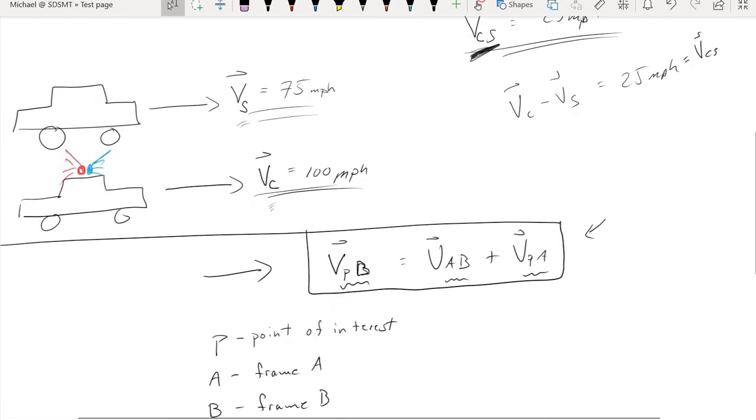So the question is, what are we looking at? What is holding our interest? And for this particular problem, it is the cop. So anywhere where I have the subscript of P, I am going to replace it with the subscript of C for the cop.